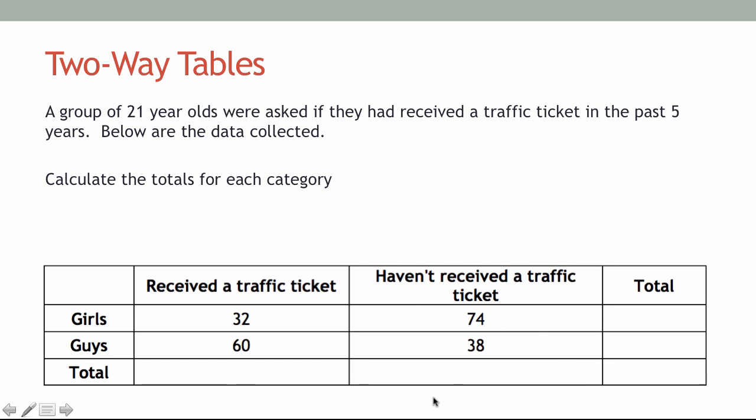Okay, now we're getting mathematical. A group of 21-year-olds was asked if they had received a traffic ticket in the past 5 years. Below are the data collected. Let's start off by calculating the totals for each category.